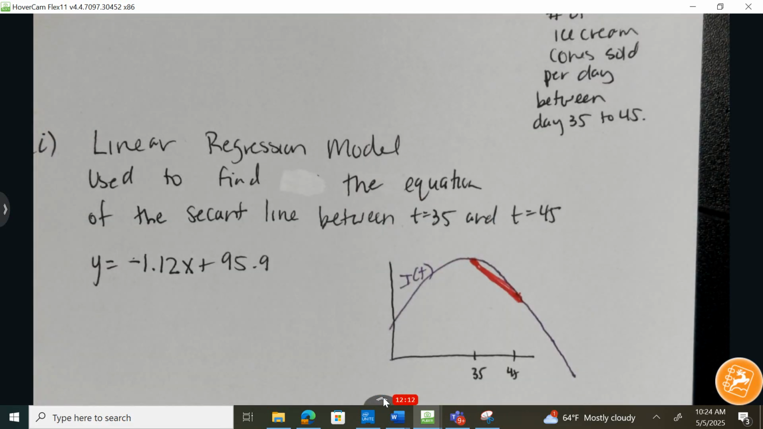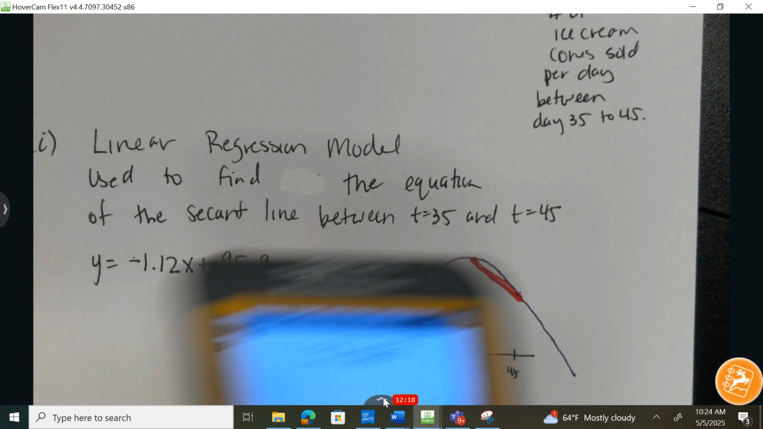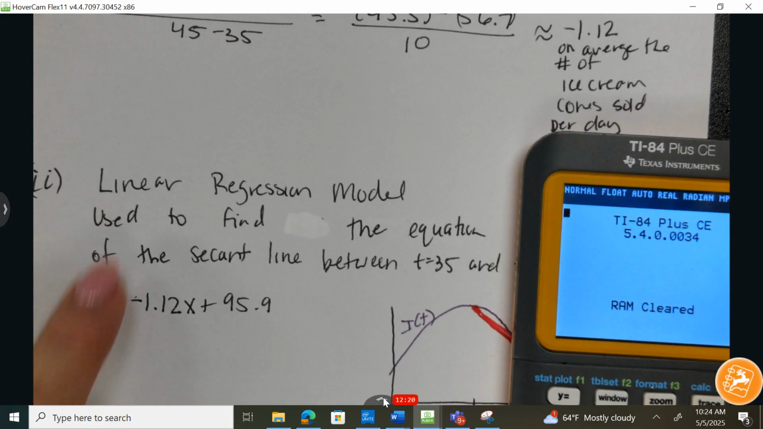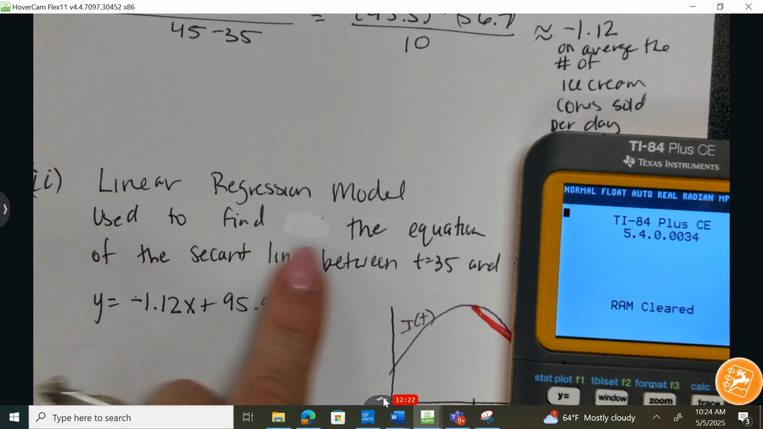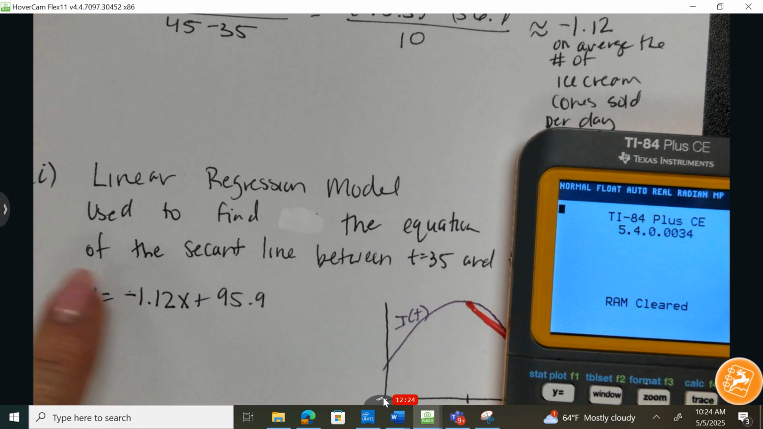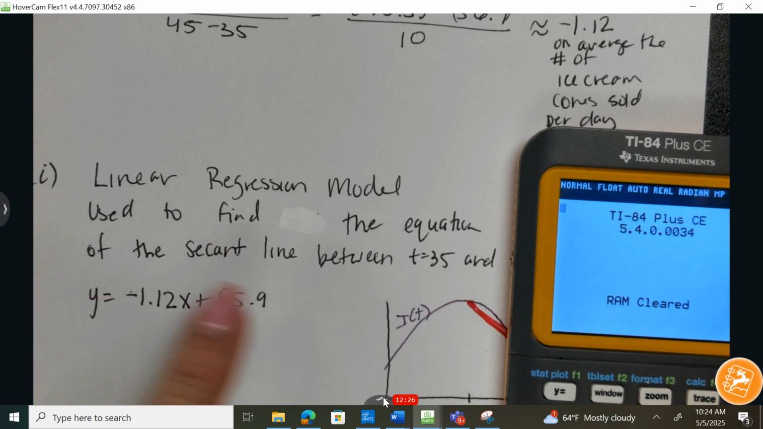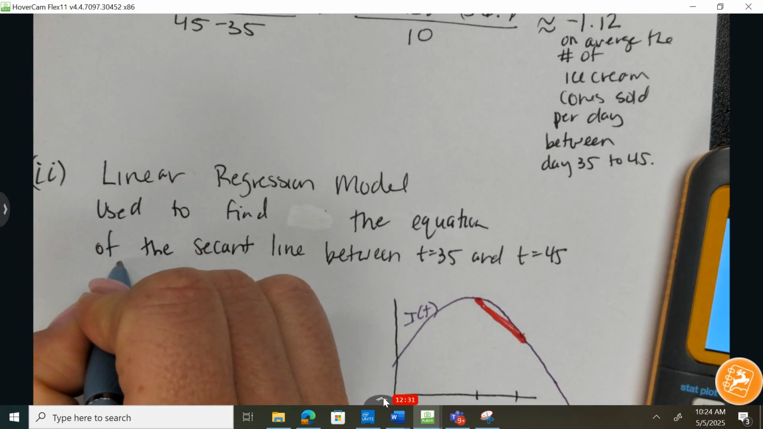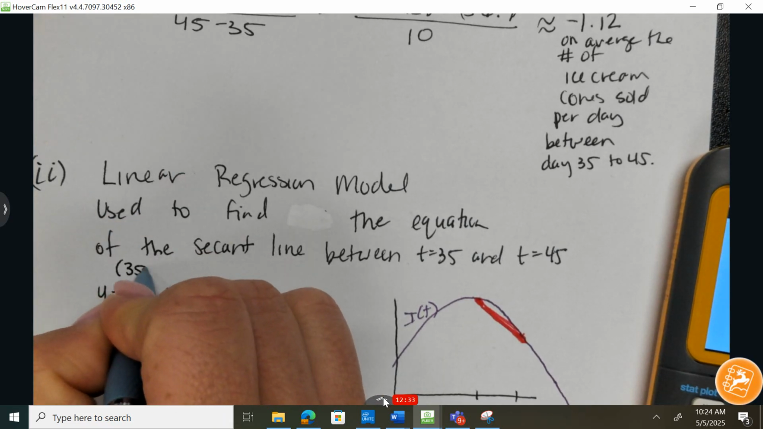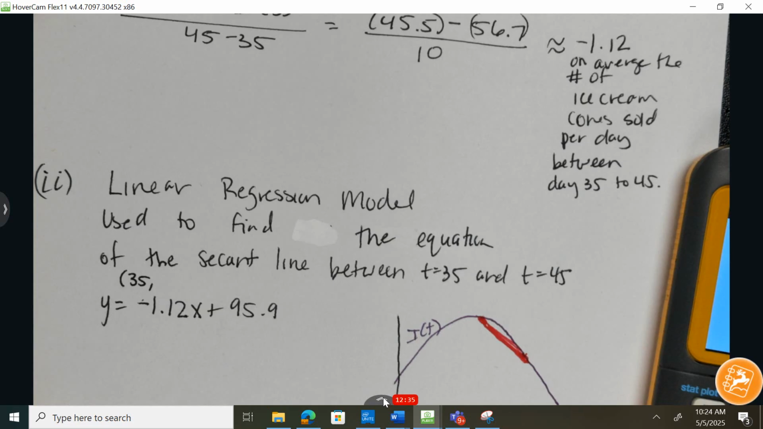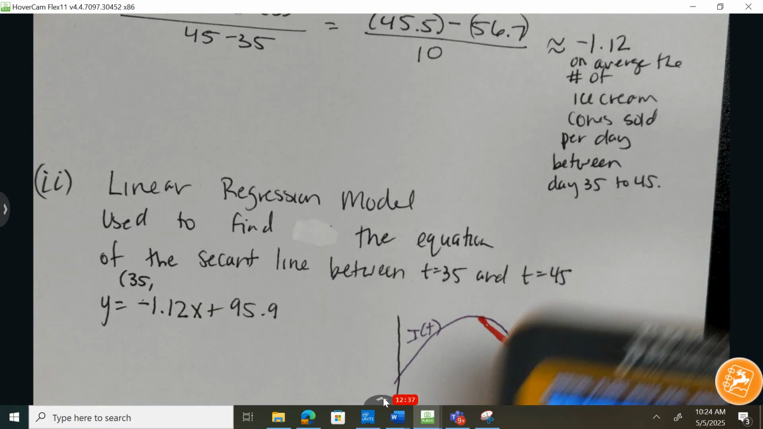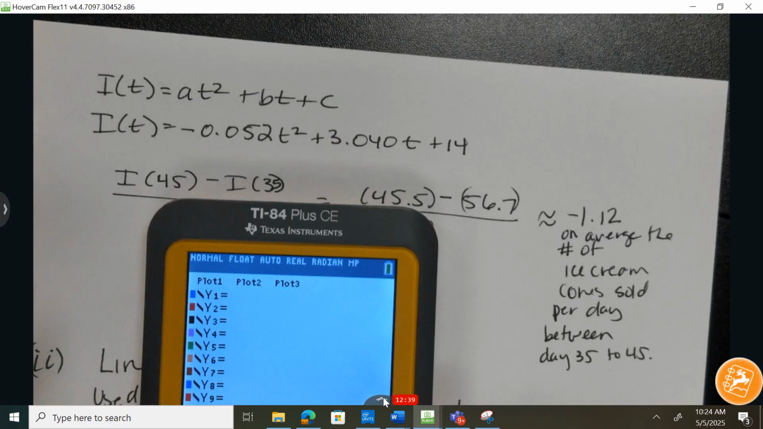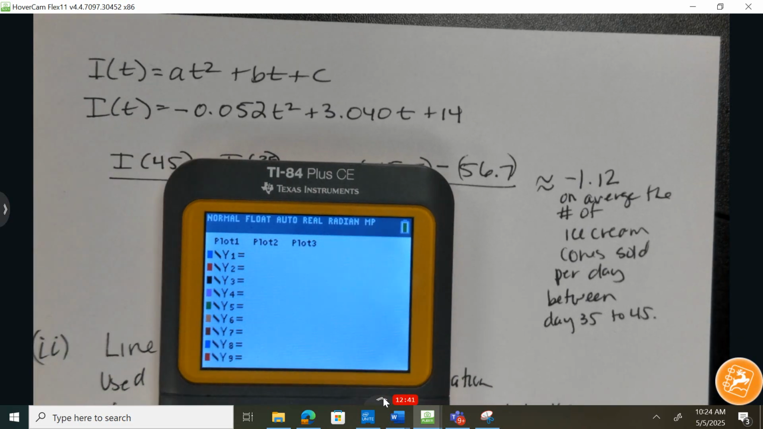Now, this is a calculator-related problem. And so what I'm going to demonstrate is how to use a linear regression model. But we must say that's what we're doing. So I use a linear regression model to find the equation of the secant line between t equals 35 to t equals 45. So I'm going to put down what I know. I know that at 35, I have an output value. So let me go up to this original equation and type this in.